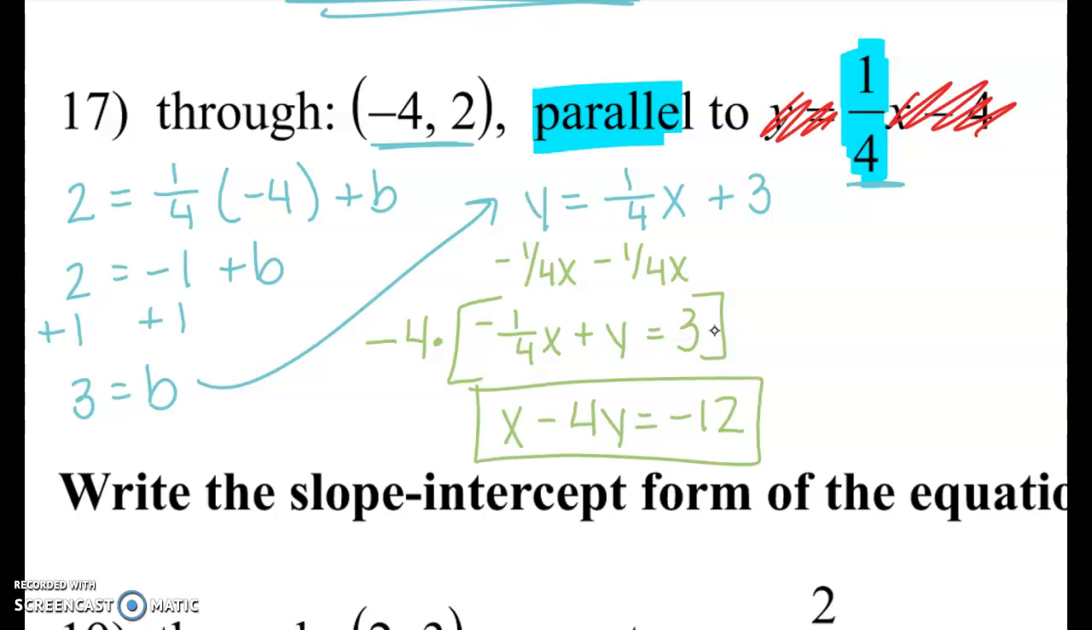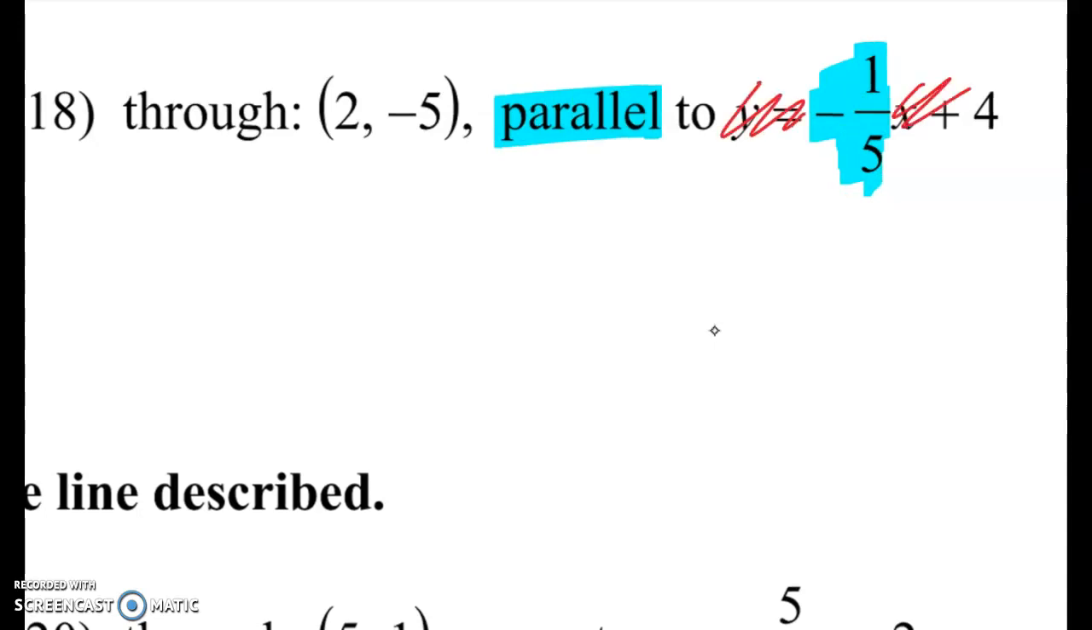Okay, so now let's look at one more problem like this one. Through (2, negative 5), parallel to y is equal to negative 1/5 x plus 4. Again, only care about the slope, and since it's parallel, it'll stay the same. Everything else we can ignore. I have my point, I have my slope.